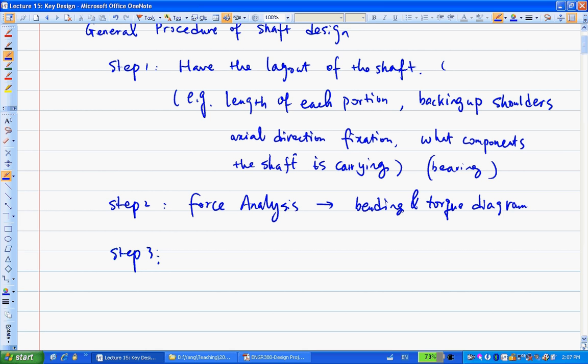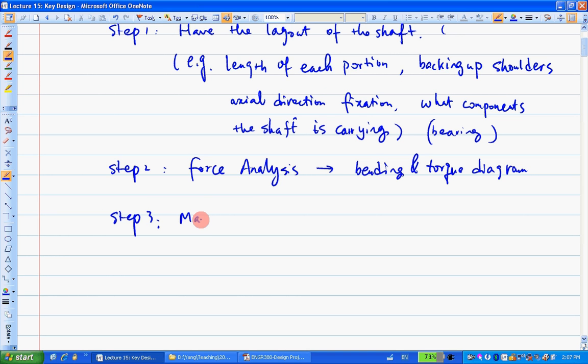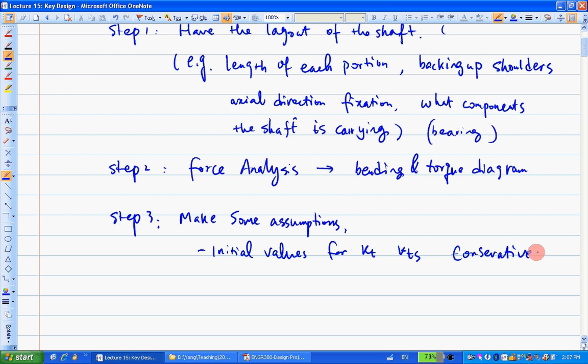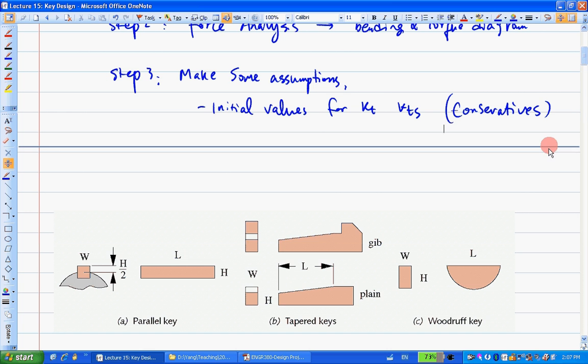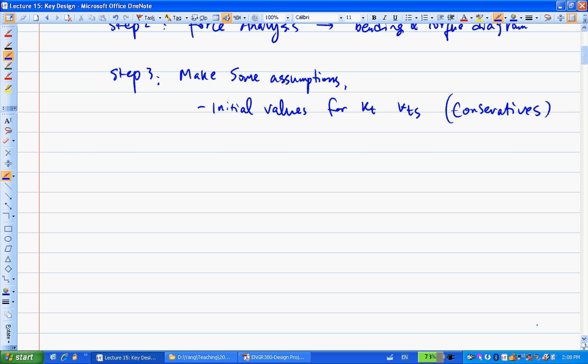Okay. So step number three, you have to make some assumptions first. For example, what are the initial values for KT and KTS, the stress concentration factors? Because we don't know the size, we don't know the fillet radius, for example, we have to take a guess first. So these initial values need to be conservative values. The lecture notes and the textbook provide some guidelines in terms of the initial values for KT and KTS for different structures, for the fillet, for the keyseat. So you have some guidelines for conservative values, how conservative that is.